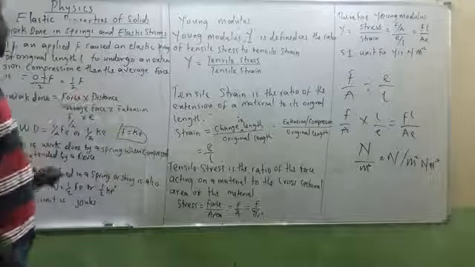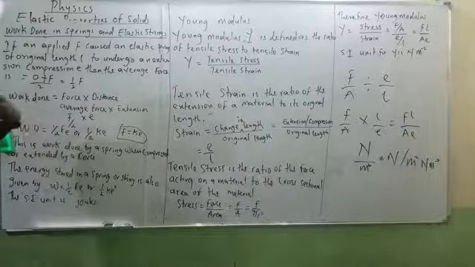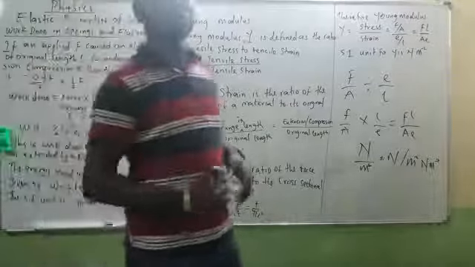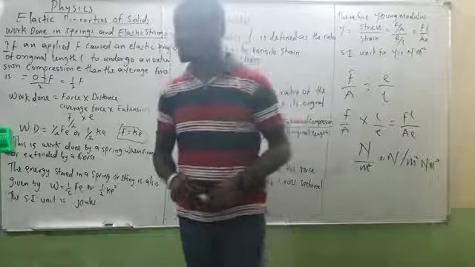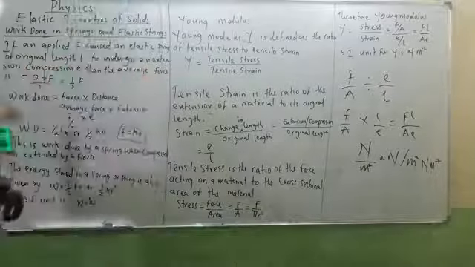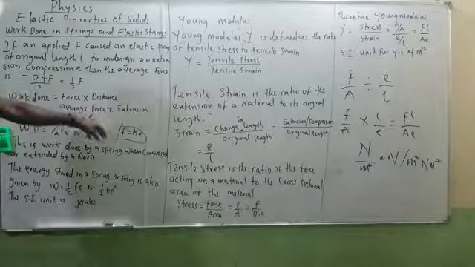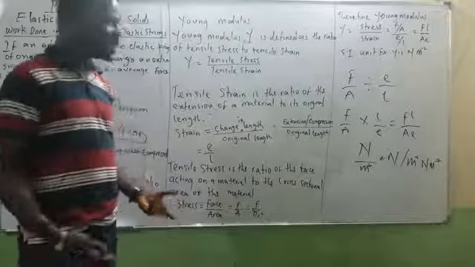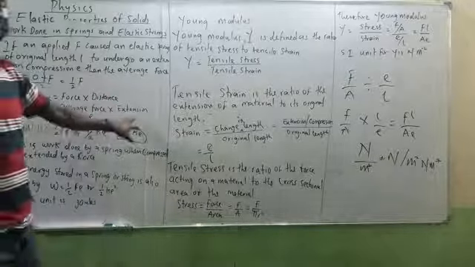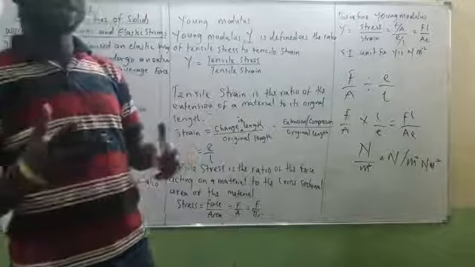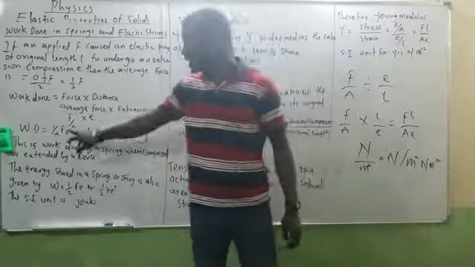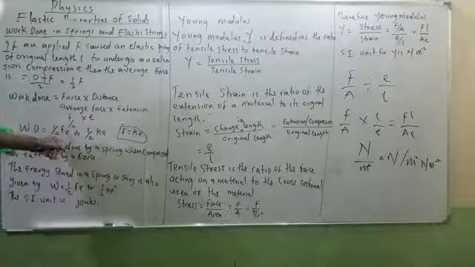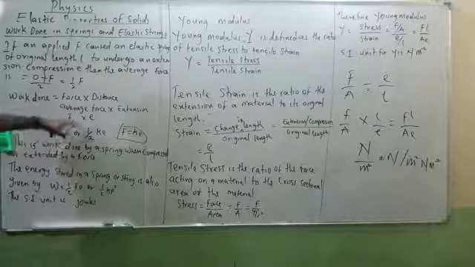Now, my work done is always, you all know that in normal physics, work done is always equal to force times distance. At this point, my work done will be average force multiplied by extension. My average force is force all over 2, and extension is E. By so doing, my work done will be equal to 1 over 2 Fe, by multiplying them.